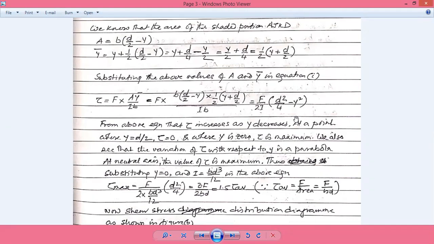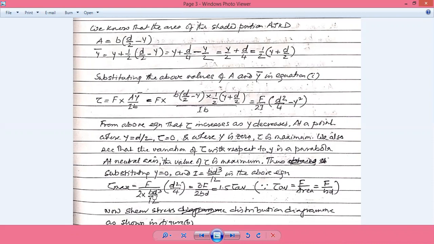And when y is equal to D by 2, the outermost section of the beam, tau will become equal to 0. So there is no shear stress at the outermost section of the beam, unlike bending stresses. The variation of tau with respect to y is a parabola, and at y equal to 0, at the neutral axis, the value of tau is maximum, which is equal to tau max.